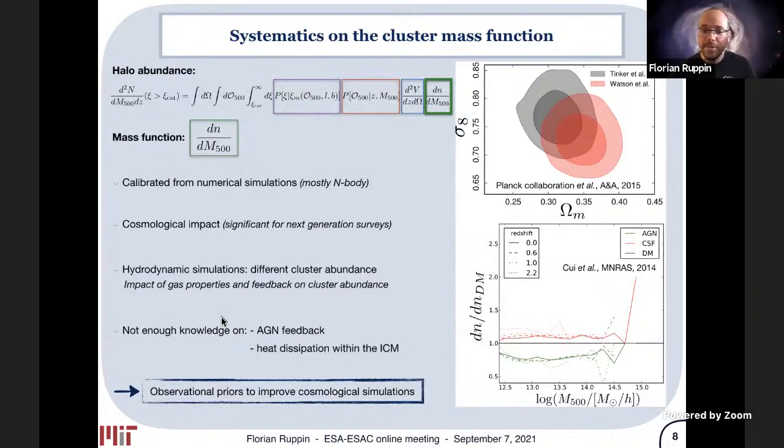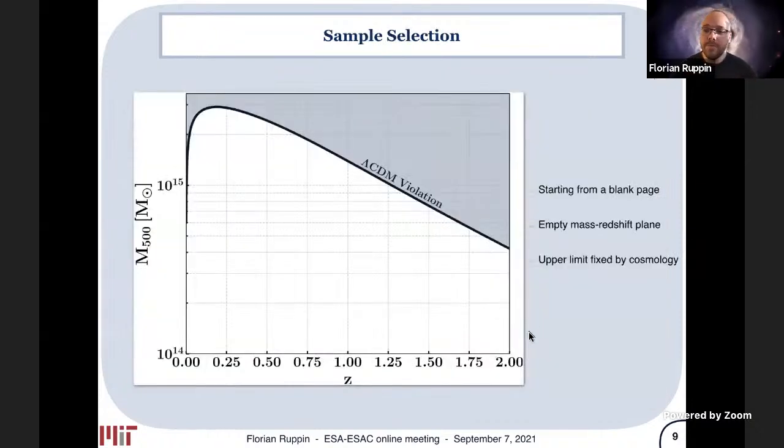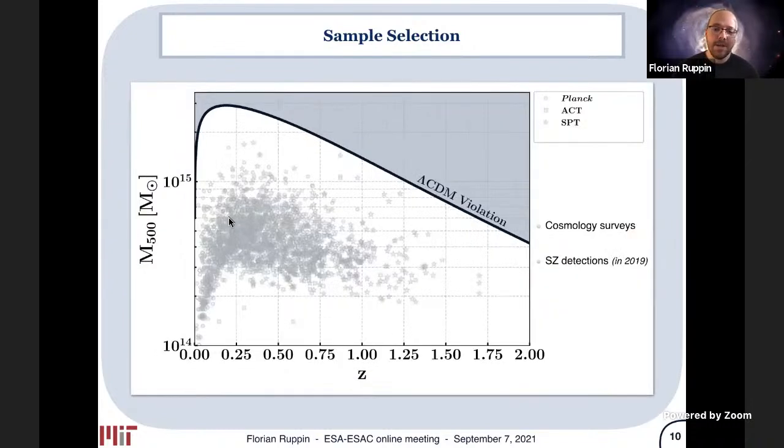And at present, we don't have enough knowledge on AGN feedback and heat dissipation within the ICM to have a precise view of what the cluster mass function should be. So we need observational priors to improve our cosmological simulations and reduce the systematic effect. So to do that, we need to target some regions of the mass redshift plane and do a detailed ICM physics characterization. So we start from a blank page here, an empty mass redshift plane with an upper limit fixed by cosmology. And we can fill up this plane with some cosmological surveys.